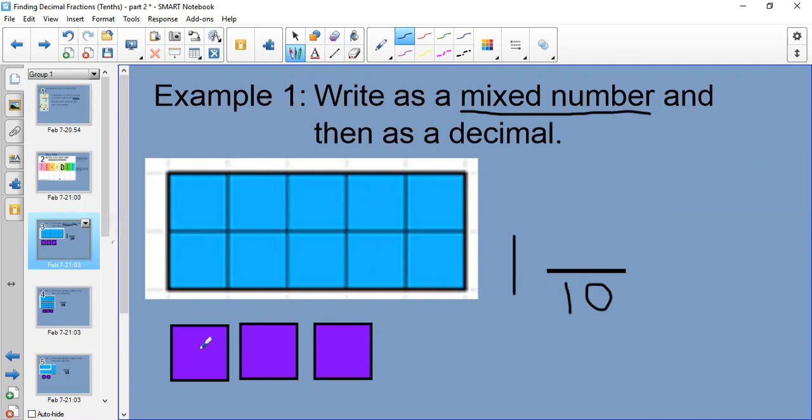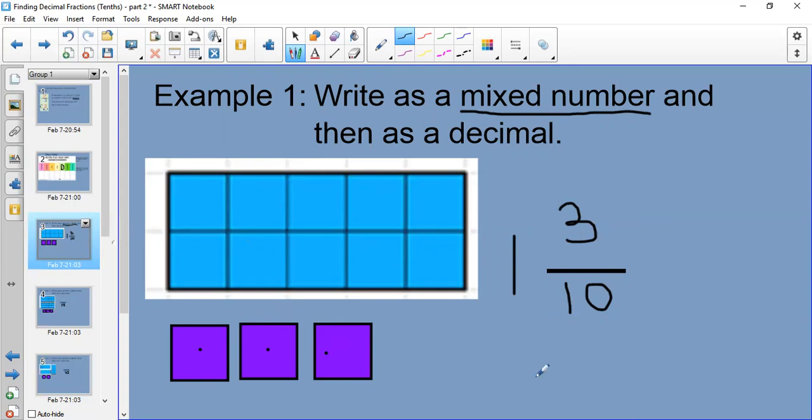And how many parts have we got? 1, 2, 3 parts. So I have got 1 and 3 tenths. One whole, 10 parts in total, and 3 parts that are shaded in purple. So 1 and 3 tenths.